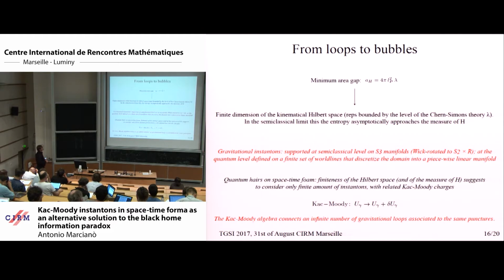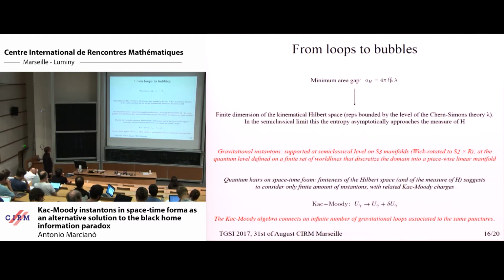So there is a minimum area gap. And there is this relation here, where the Chern-Simons level is expressed. Basically, it's proportional to the area of the S2 boundary of this isolated horizon. And we derive some nice consequences of that. First of all, we have a finite dimension of the kinematical Hilbert space, which is due to the fact that we're using this representation, which is bounded by the level of the Chern-Simons theory.